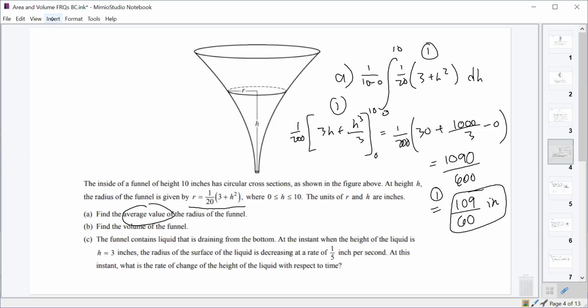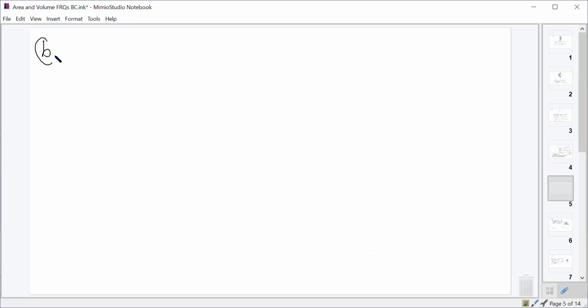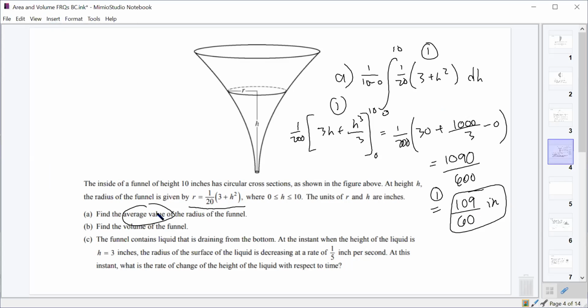All right, cool. Part B, find the volume of the funnel. Well, if we slice this thing horizontally here, then the cross sections should be circles. And so it should just be pi times the radius squared. Our radius is already in terms of h. This has a thickness of dh. So it should just be pi times our radius function squared, integrated from 0 to 10.